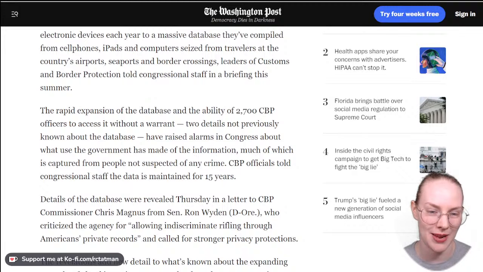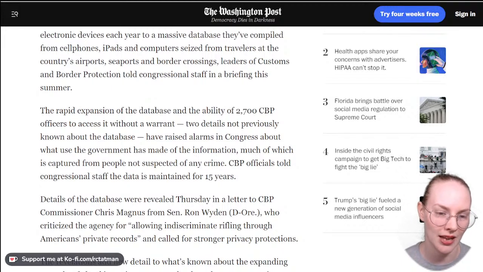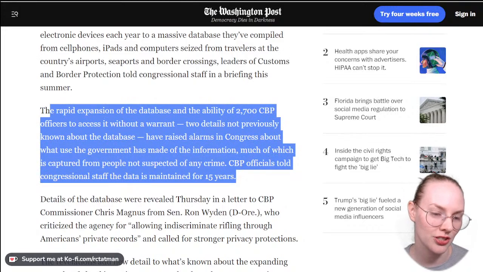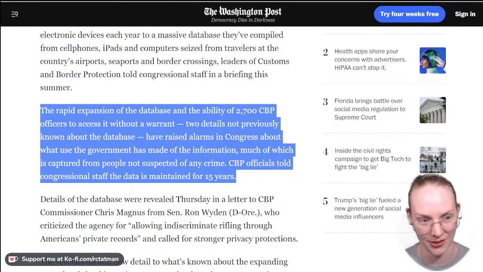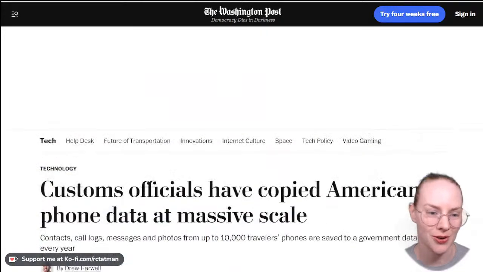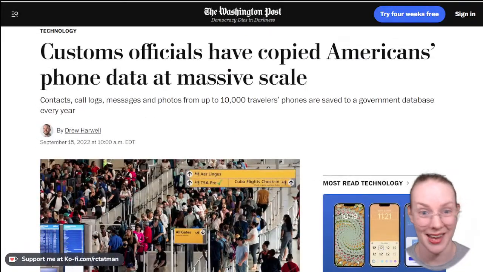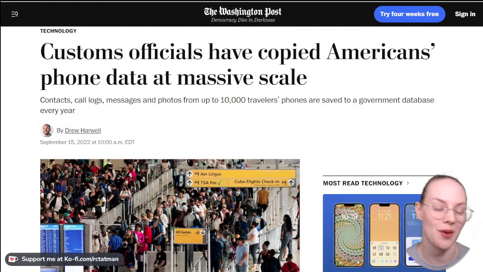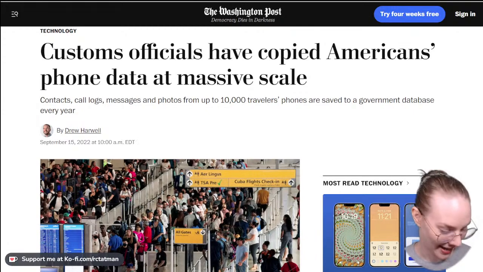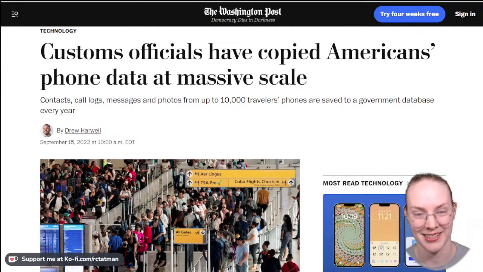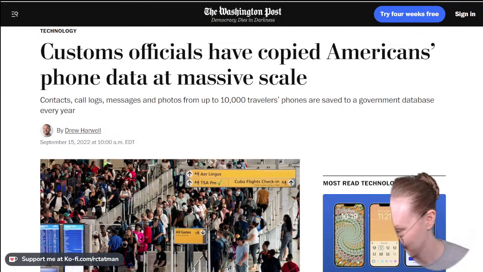The rapid expansion of the database and the ability of 2,700 CBP officers to access it without a warrant, two details not previously known about the database, have raised alarms in Congress about what use the government has made of this information, much of which is captured from people not suspected of any crime. CBP officials told the congressional staff the data is maintained for 15 years. So, cool. It's not cool. It's not great. It's not good. It is a huge invasion of privacy, and I would love to have the constitutional protections that in theory I do. No.